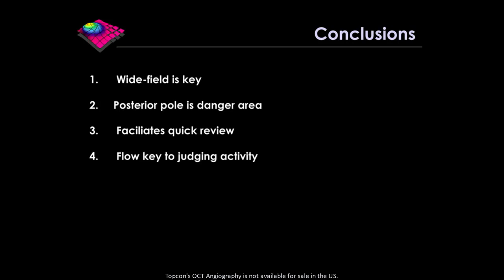I think that flow is the key to judging activity. And I think this idea that if you've got neovascularization that's perfused, that is something you should be much more worried about and potentially treating much more aggressively.